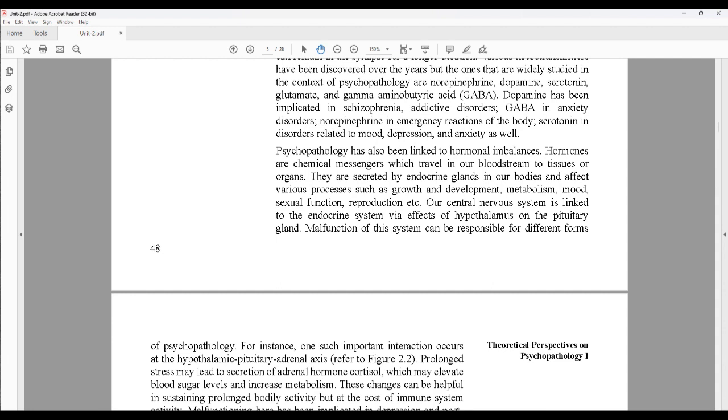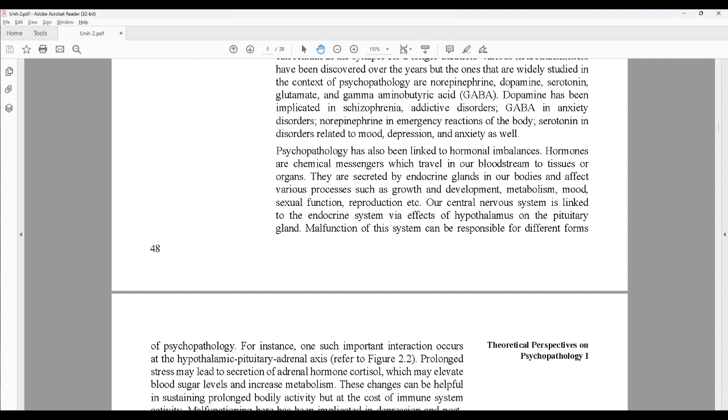Psychopathology has also been linked to hormonal imbalances. Hormones are chemical messengers which travel in our bloodstream to tissues or organs. They are secreted by endocrine glands in our bodies and affect various processes such as growth and development, metabolism, mood, sexual function, reproduction, etc. Our central nervous system is linked to the endocrine system via effects of the hypothalamus on the pituitary gland. Malfunction of this system can be responsible for different forms of psychopathology.